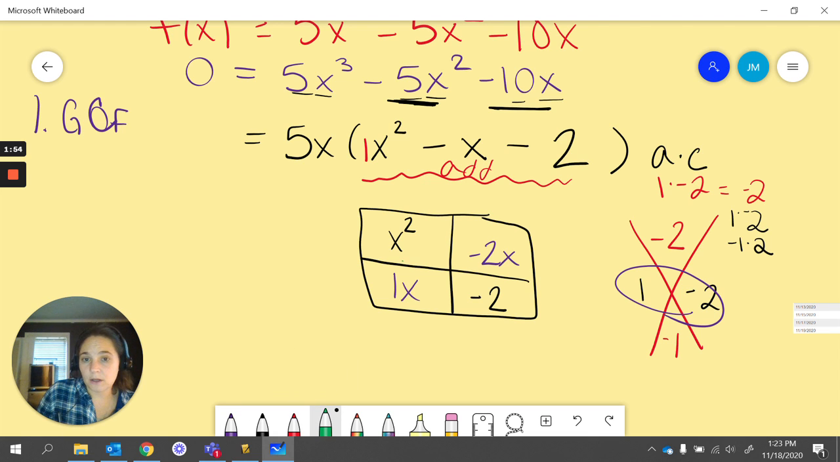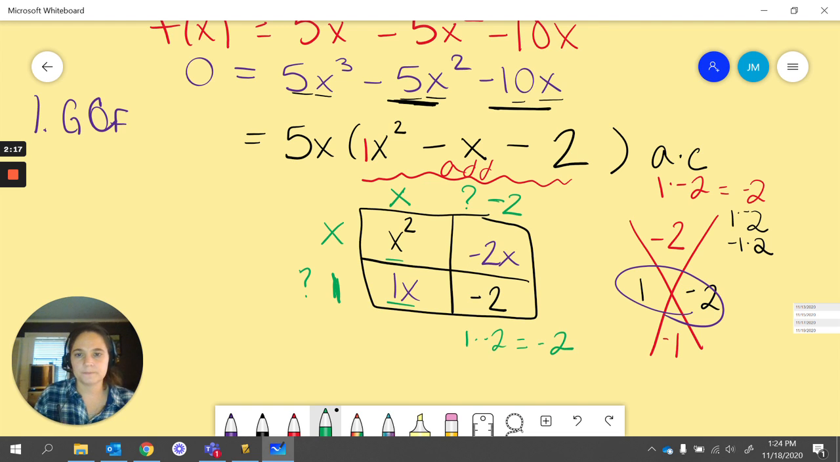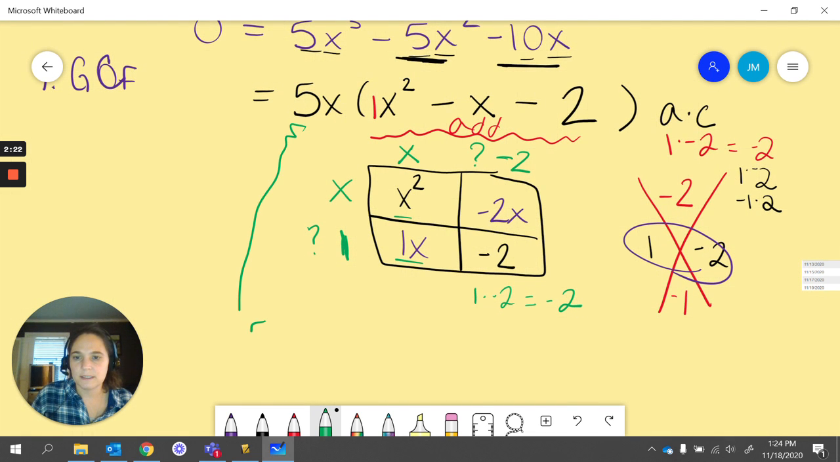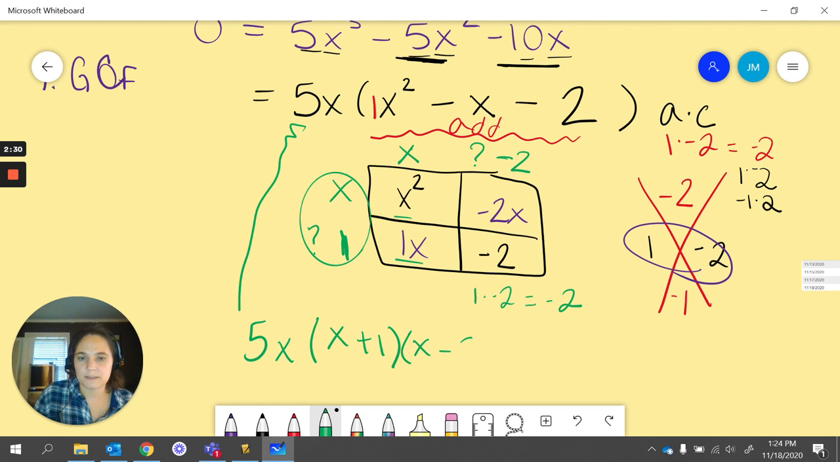We look at our first column, which is how I start, and I say what is the greatest common factor there? That is an x. So an x times an x is an x squared. An x times what is 1x? That is 1. X times what is negative 2x? That's a negative 2. And double check our bottom, 1 times negative 2 is negative 2. So our complete factorization, don't forget this 5x in the front, is 5x, x plus 1 from the left-hand column, and x minus 2 from the top.